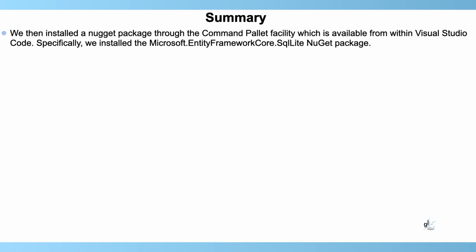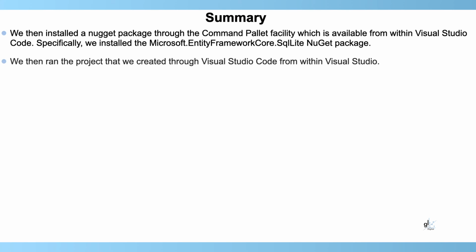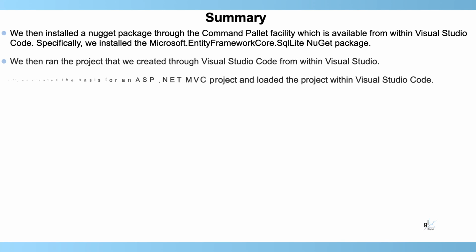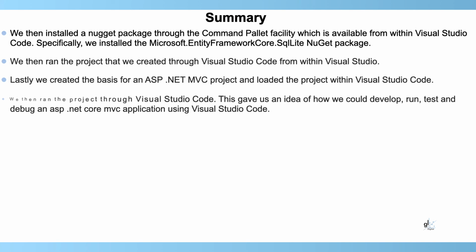We then installed a NuGet package through the command palette facility, which is available from within Visual Studio Code. Specifically, we installed the Microsoft.EntityFrameworkCore.Sqlite NuGet package. We then ran the project that we created through Visual Studio Code from within Visual Studio to prove that we could now use either the Visual Studio Code editor or the Visual Studio IDE to develop and test our application. Lastly, we created the basis for an ASP.NET Core MVC project and loaded the project within Visual Studio Code. We then ran the project through Visual Studio Code. This gave us an idea of how we could develop, run, test, and debug an ASP.NET Core MVC application through Visual Studio Code.